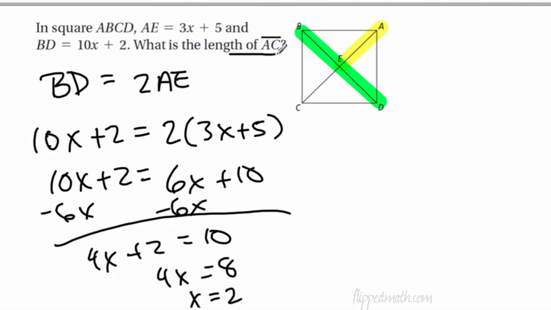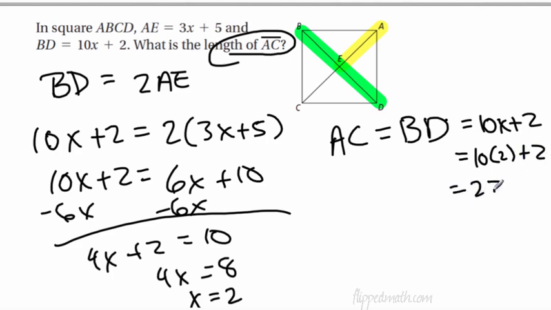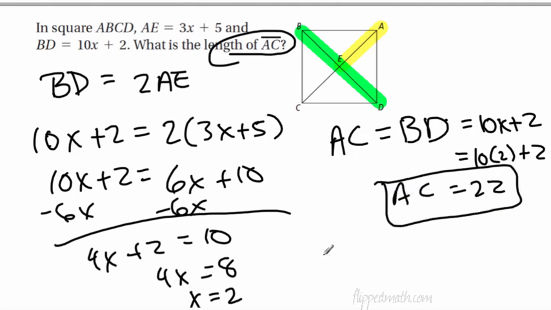But what do they ask for? The length of AC. AC is the entire diagonal. It's the same as BD. Well, we know BD. So AC is the same as BD, which is the same as 10x plus 2, because that's what they told us. And we know that x is 2, so this equals 10 times 2 plus 2, and that all equals 22. So AC is going to equal 22. Ta-da! There's that one for you.